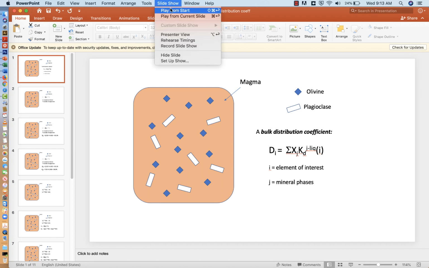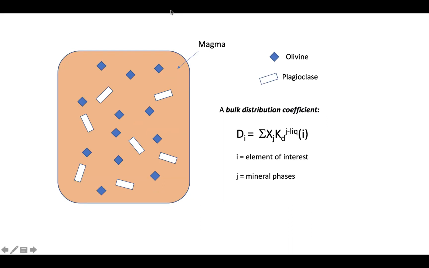Hello everybody. We are going to now take a look at the bulk distribution coefficient. In a previous video lecture, we looked at the partition coefficients, or KD, and we kind of glossed over the bulk distribution coefficient. But these are very important for us for doing calculations of how elements are distributed between different phases.